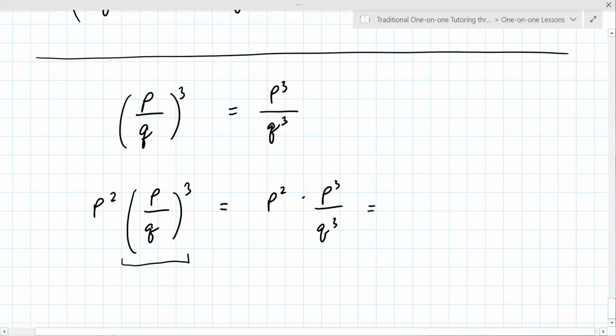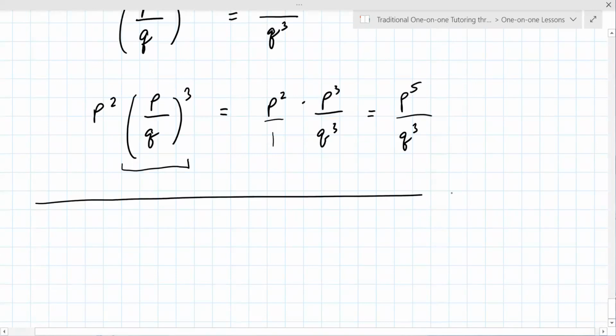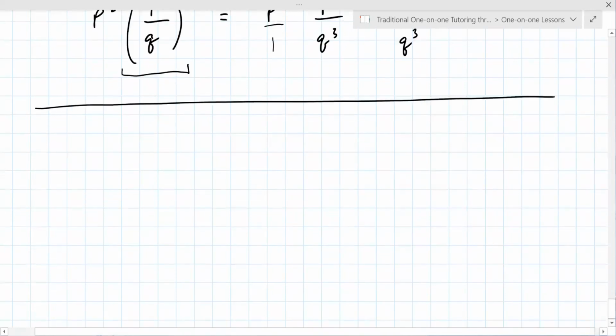What I'm hoping you're seeing is that this p is in the numerator. Because you're multiplying, what do you do to the exponents? What is the rule? Do you recall? You add them. So p to the fifth q cubed. Okay. If you understood that, let me have you try a new problem here: m to the fourth over n to the sixth, squared, times m cubed n to the ninth.